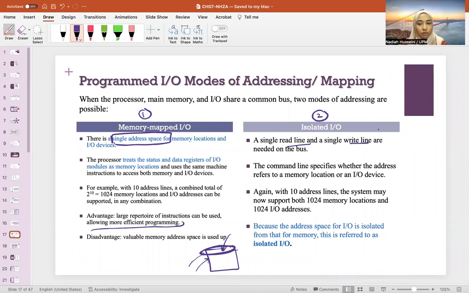Okay, and then you have your isolated I/O, whereby your read line and write line are separated. That is why it's called isolated. So a single read line and single write line are needed on the bus. The command line specifies whether the address refers to a memory location or an I/O device. Now it's no longer combined, it's no longer complex. It's very straightforward. The commands are limited. Okay, so again, with 10 address lines, now you have 1024 memory locations and 1024 I/O addresses. So you have more memory. Because the address space for I/O is isolated, this is referred to as isolated I/O.